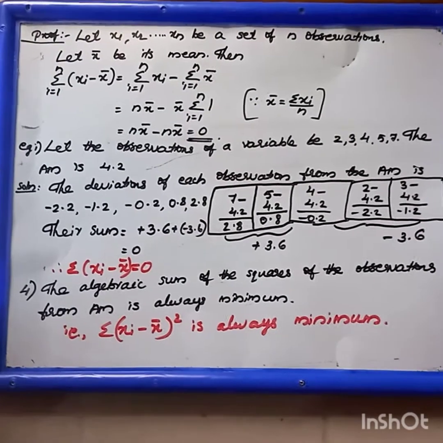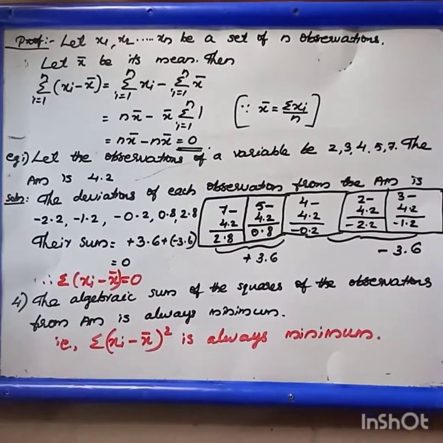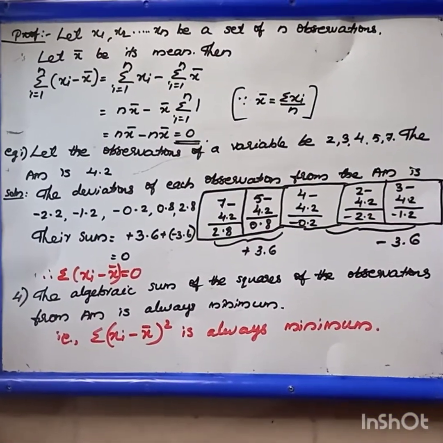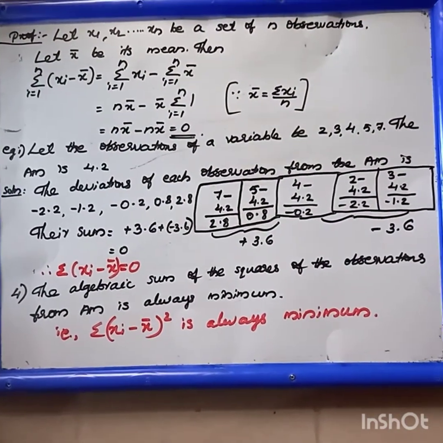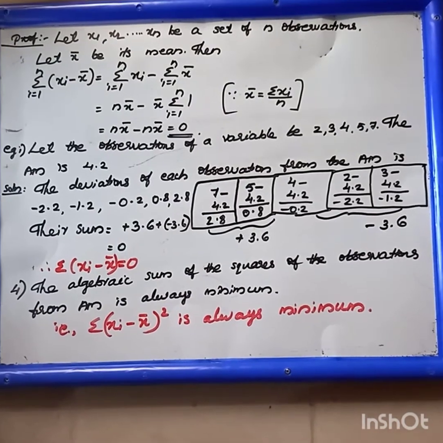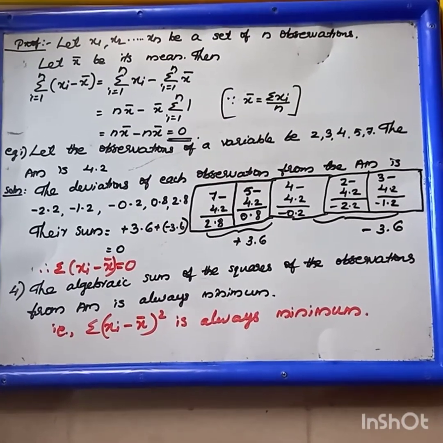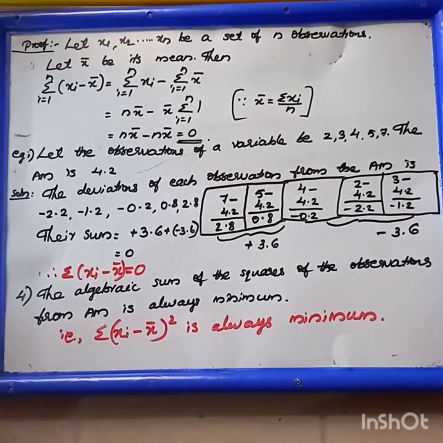Third property: the algebraic sum of the deviations of observations from the arithmetic mean is 0. That is, summation (xi minus x bar) is equal to 0. Proof. Let x1, x2, etc. up to xn be a set of observations. Let x bar be its mean.